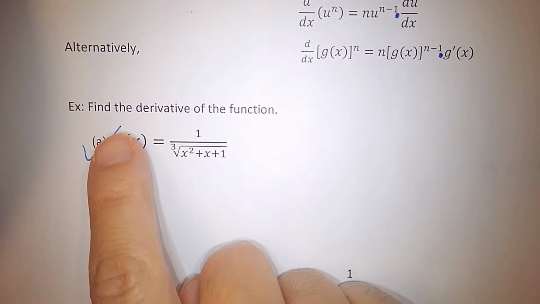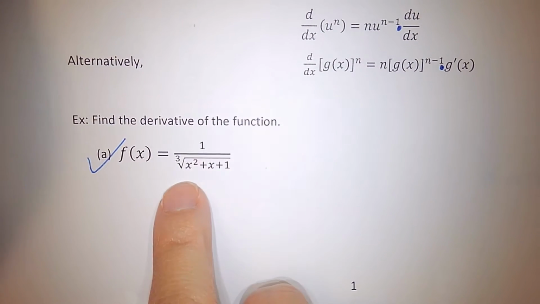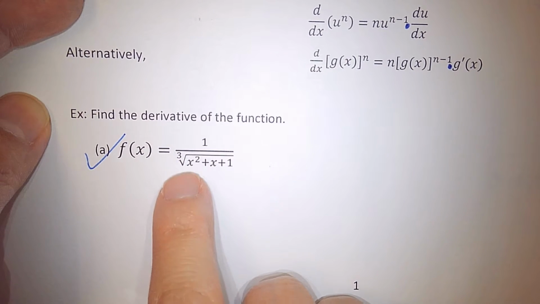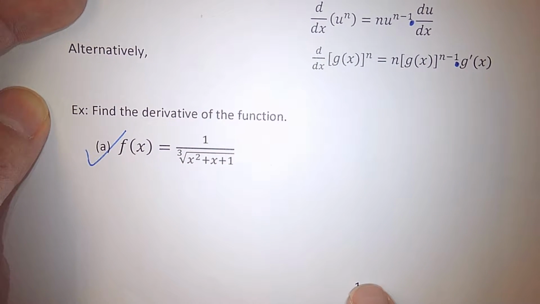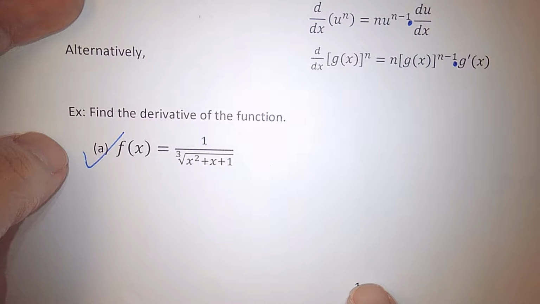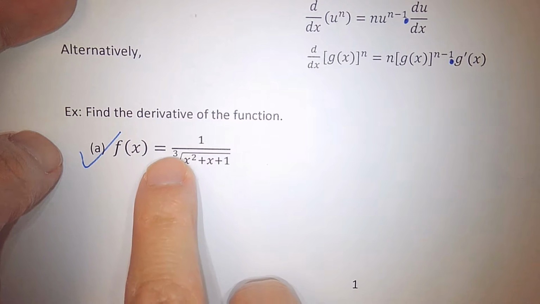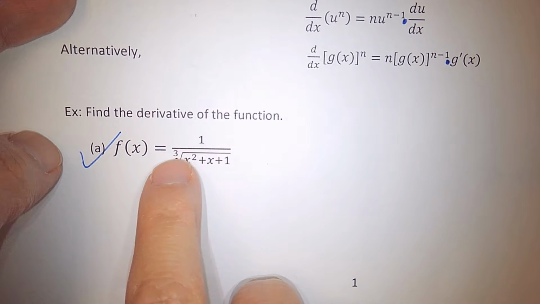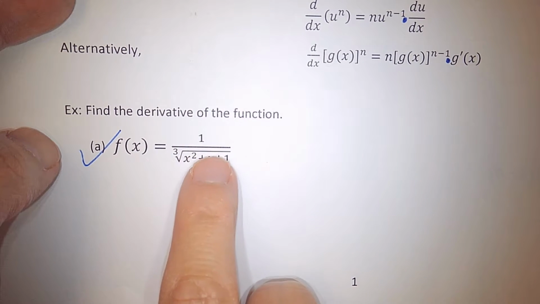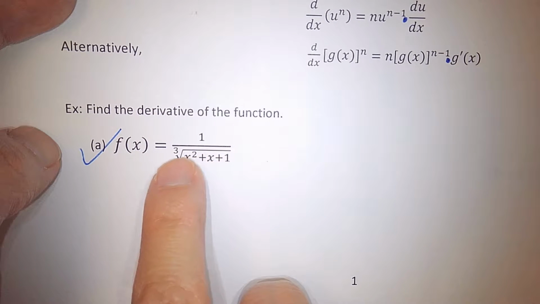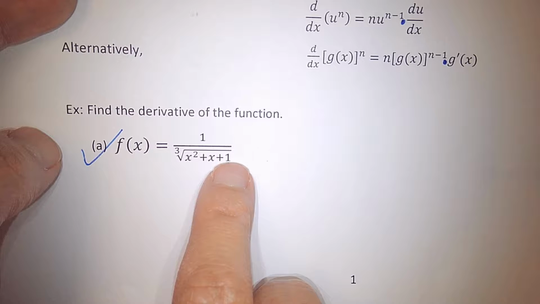Alright, so find the derivative of this function f of x equals 1 over cube root of x squared plus x plus 1. Can you tell the layers of the function? There is a 1 over cube root. There is also the inner function, what is it? This polynomial, x squared plus x plus 1, right?